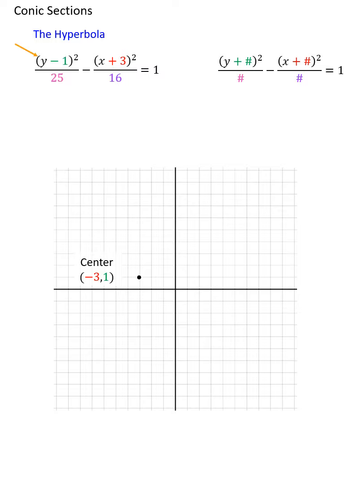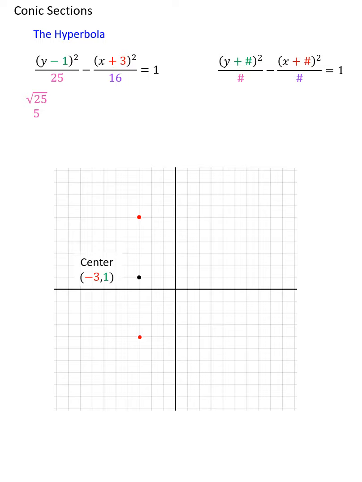Further, because this hyperbola starts with a y as its first term, mathematicians have discovered that the hyperbola is going to open upward and downward. In other words, it has two branches, one opening upward and one opening downward. Furthermore, we've discovered if we radical the first denominator, in this case radical 25 is 5, we can get the distance from the center to each of the vertices.